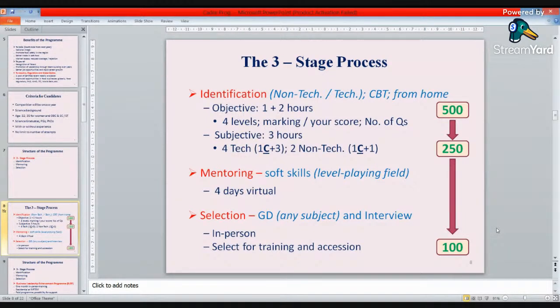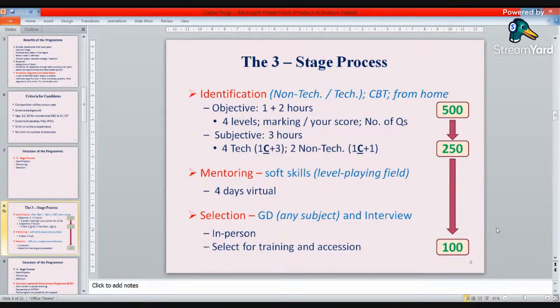Now, even in subjective exams, even if 5 of you are sitting at a table, you all will get different questions, because there are several questions. But subject areas we have identified. At this stage, we will shortlist the top 250 people. And these 250 people will go for mentoring on soft skills, presentation skills, communication skills, negotiation skills.